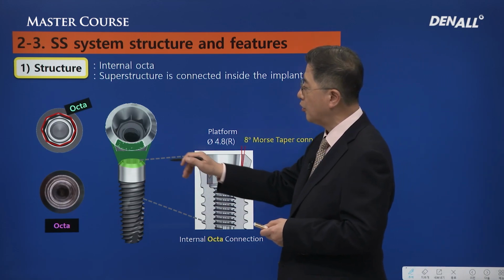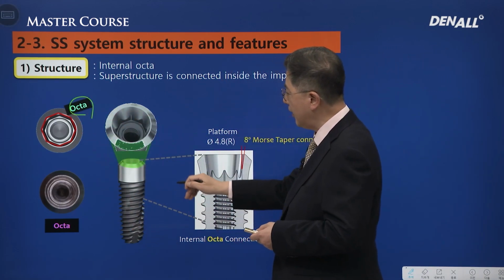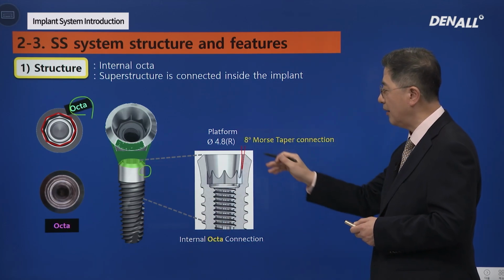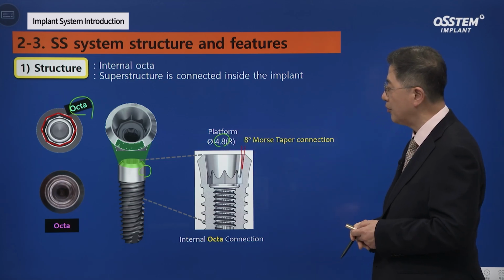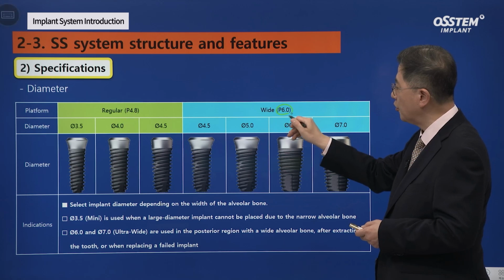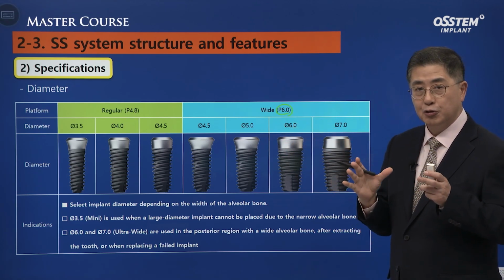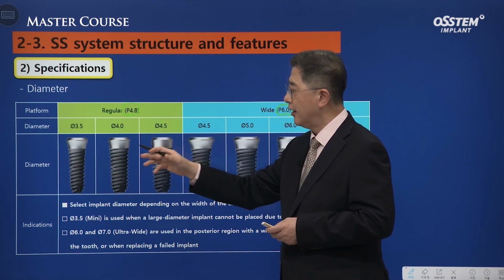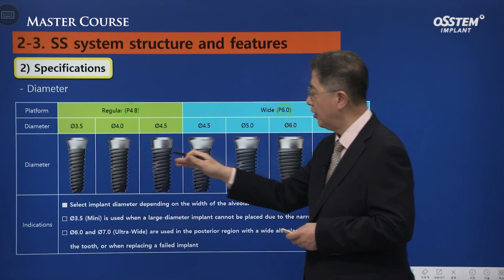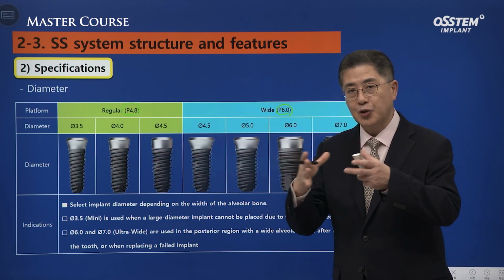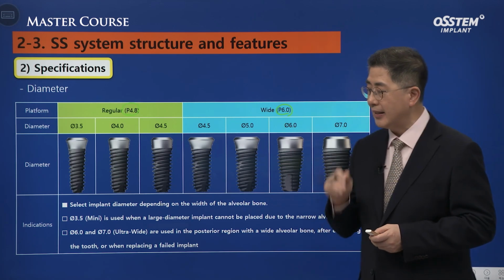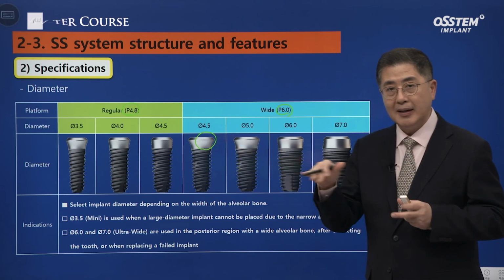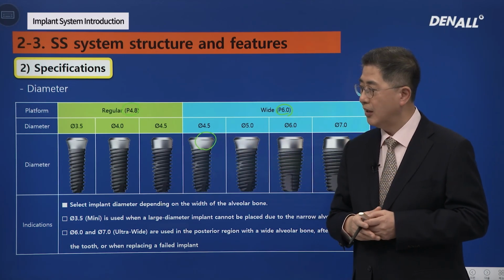It has an internal octagonal shape. And there are 2 options for gingival thickness, 1.8 and 2.8 millimeters. Platform diameters are 4.8 and 6.0 millimeters. This wide type with the diameter of 6.0 is mostly used for posterior teeth, and for other regions, the regular platform with the diameter of 4.8 is used. Implant diameters range from 3.5 to 7.0 millimeters. And the macro design is the same as TS. The only difference is the neck area. Because of the neck, it is called gingival level implant or tissue level implant.